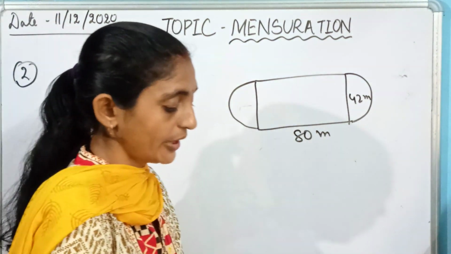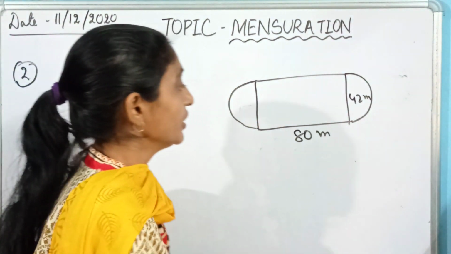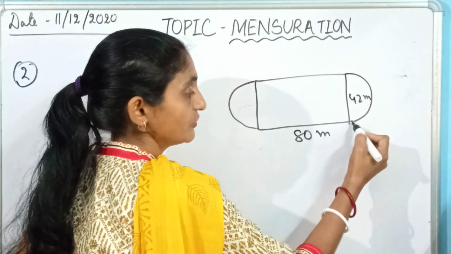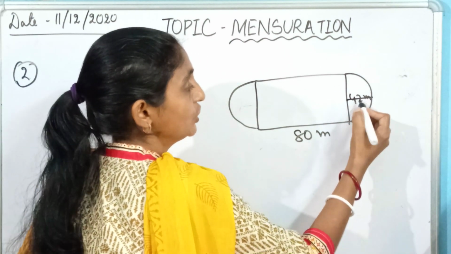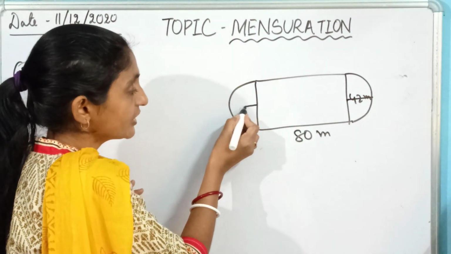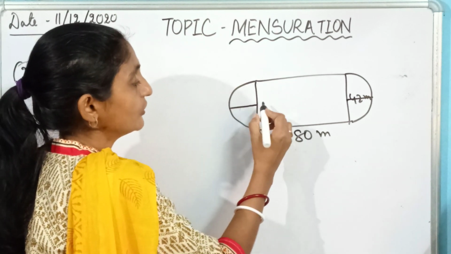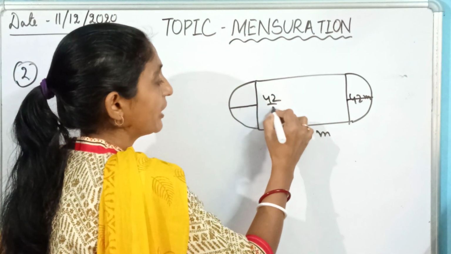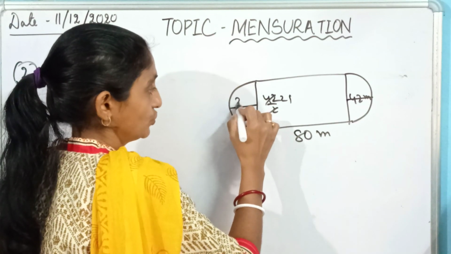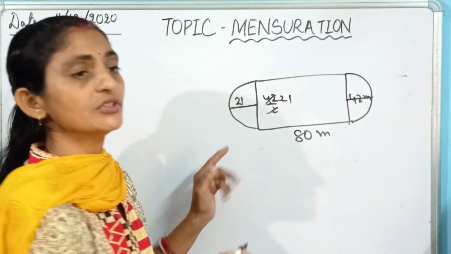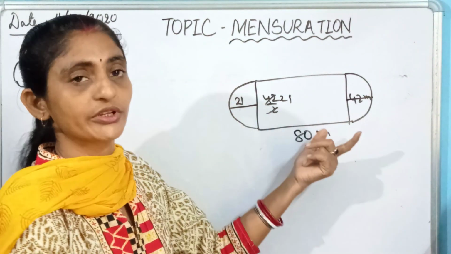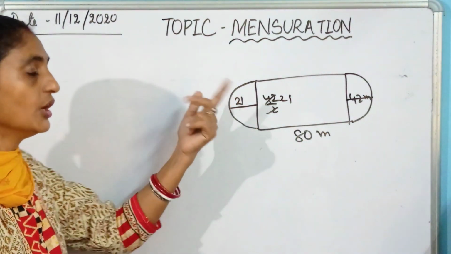Now you are asked to find the total area of this playground. Here you have to understand one thing. If the diameter is given for the semicircle, that means its radius will be half of it. So half of 42, that is 42 by 2, gives you 21. So the radius will be 21. How many half circles do you have in this diagram? Here you have two half circles. That means two half circles will make one circle.